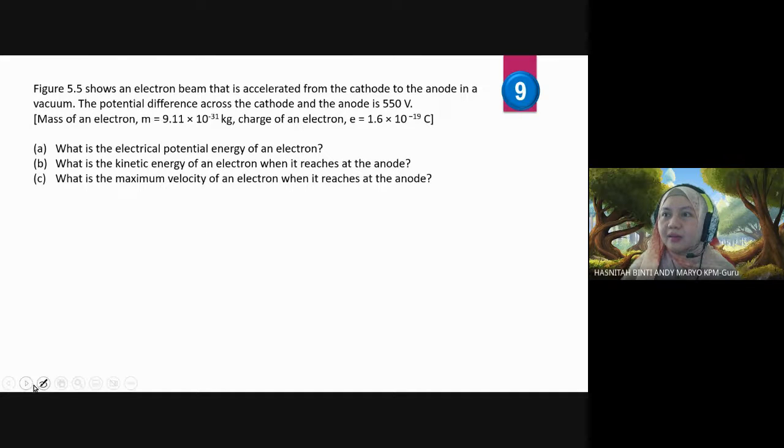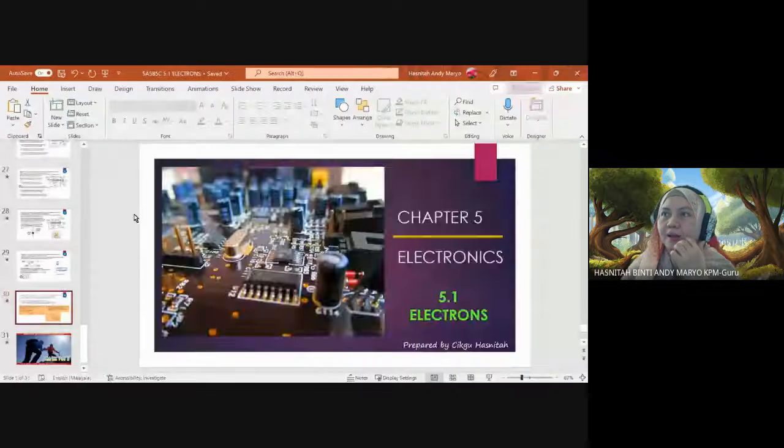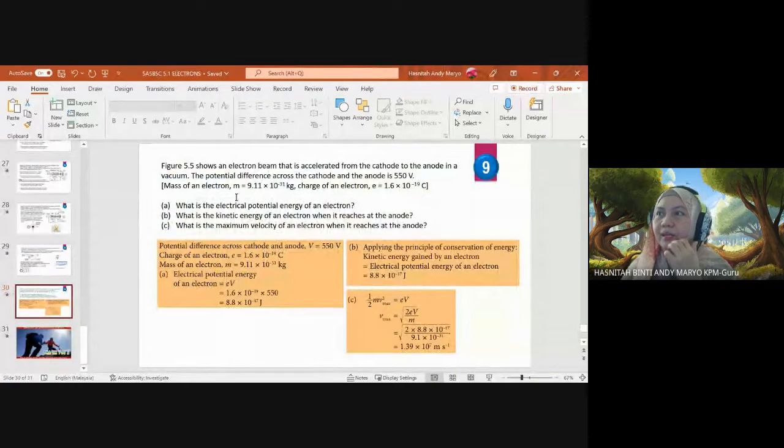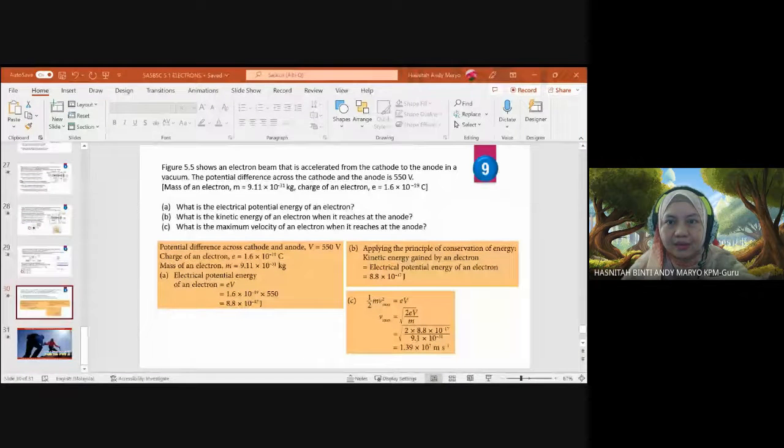Let me find the figure first. This is the information you are given: mass of electron 9.11 times 10 to the power of negative 31, charge of electron 1.6 times 10 to the power of negative 19, and the potential difference across the anode and cathode is 550 volt. This is the missing diagram. I will cut the diagram first, then paste it there.